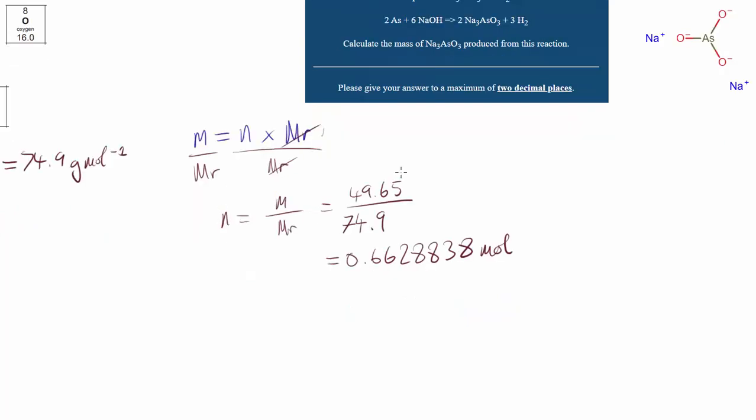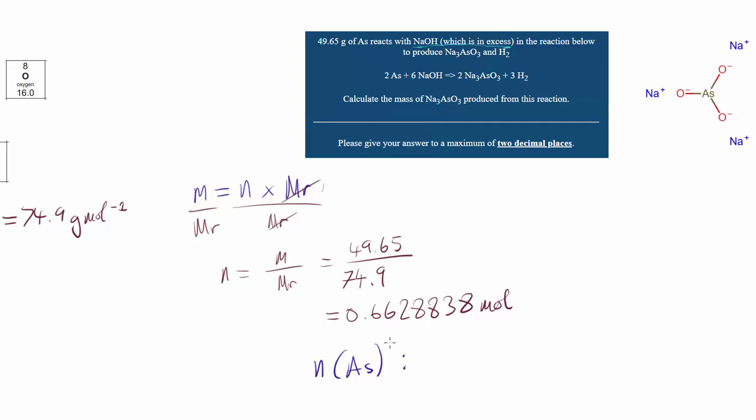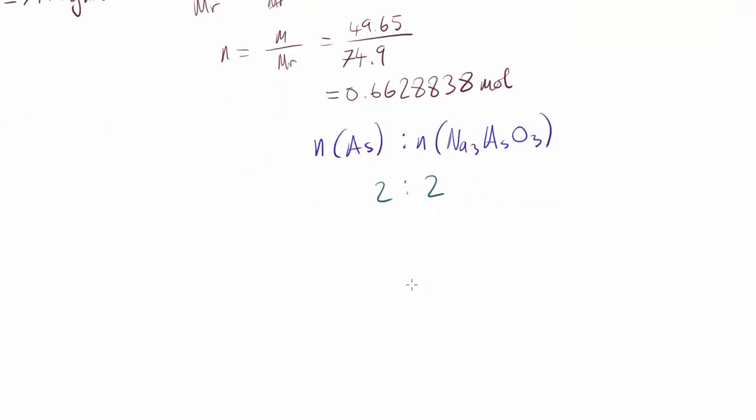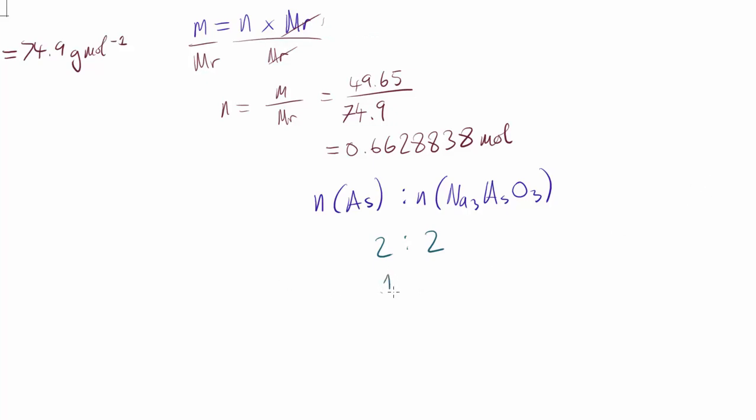Well, if we set up a little comparison here, I'm going to say the moles of arsenic compared to the moles of Na₃AsO₄, right? If you look in the equation, what you can see is that there's a coefficient of 2 next to the arsenic. There's a coefficient of 2 next to the sodium orthoarsenate. So it's the same, more or less, right? So it's 2 to 2, right? And if we divide this by the common factor of 2, you simply get a 1-to-1 ratio, right?